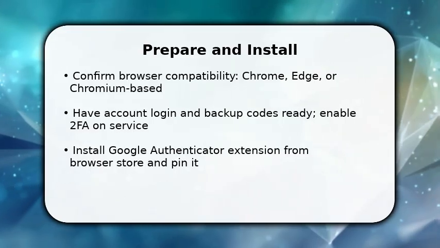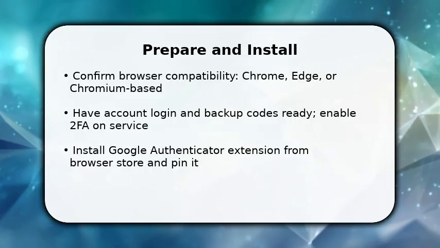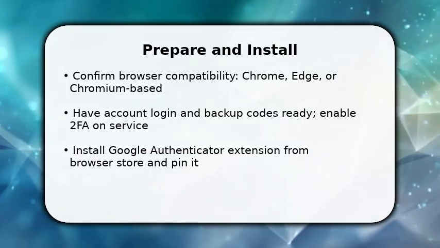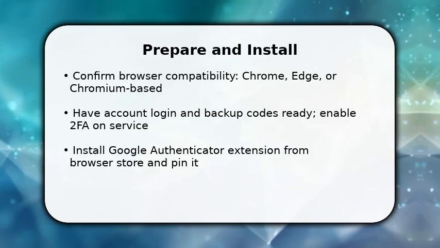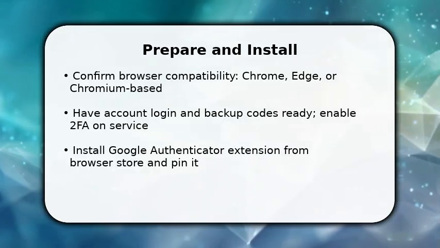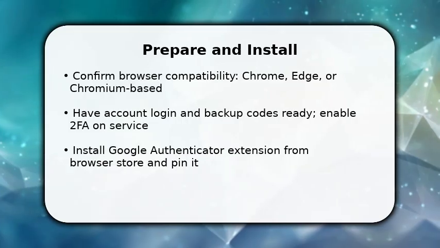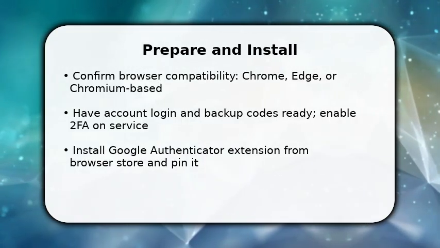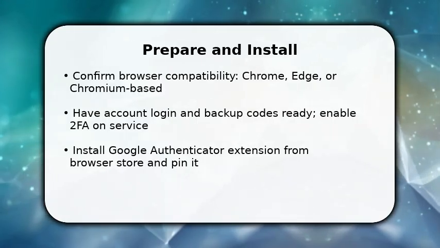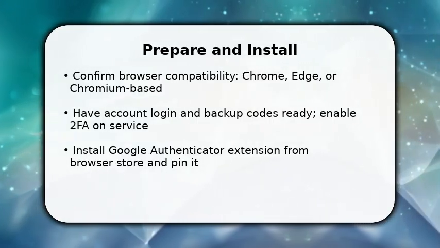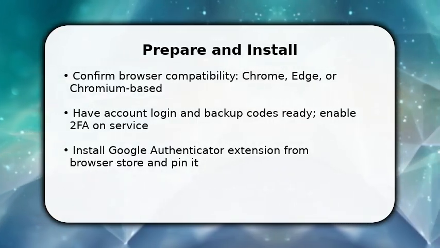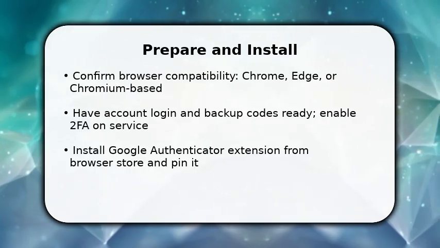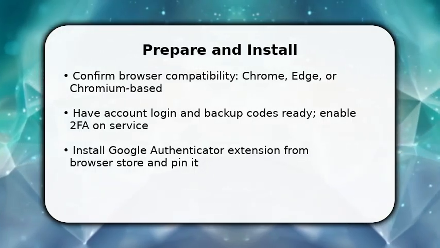You start by installing and pinning the Google Authenticator extension so it's ready when you need it. Once installed, open the account you want to secure and go to its two-factor authentication setup. Make sure you have backup codes or recovery options saved before linking. This prevents lockout. Next, click the Services option to add an Authenticator app, which will show a QR code or secret key you will use in the extension to generate codes.